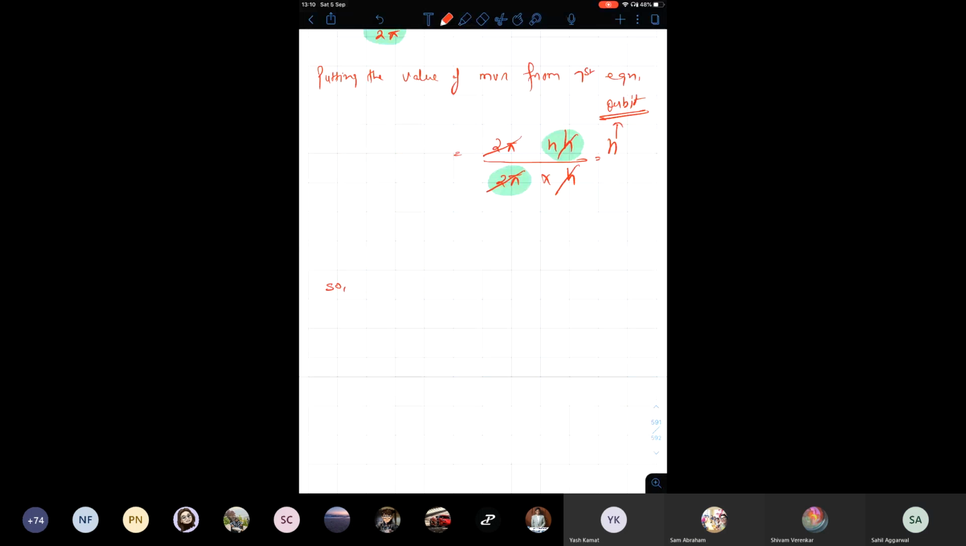So the number of waves in the nth orbit is equal to n of that orbit. In the third orbit, 3 waves; in the fourth orbit, 4 waves; in the fifth orbit, 5 waves. That it will be.